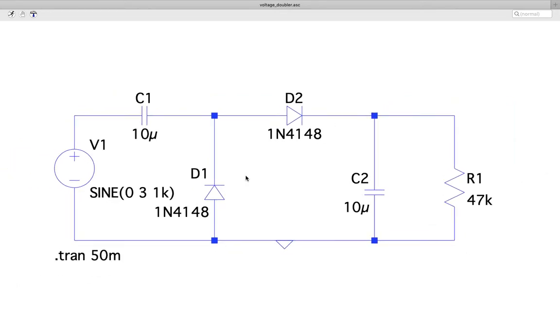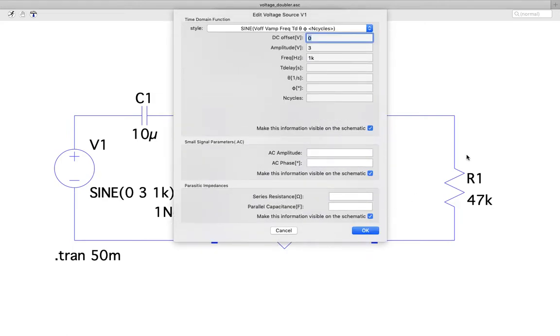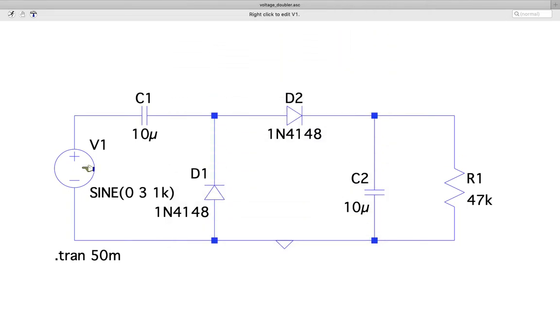For the voltage doubler, you can draw the schematic. So I'm not drawing the schematic. It's very simple. You can just draw this kind of schematic where, again, if you see here, it's a sine wave with an amplitude of 3 volt and frequency 1 kilohertz. Again, these values are already given in the manual.